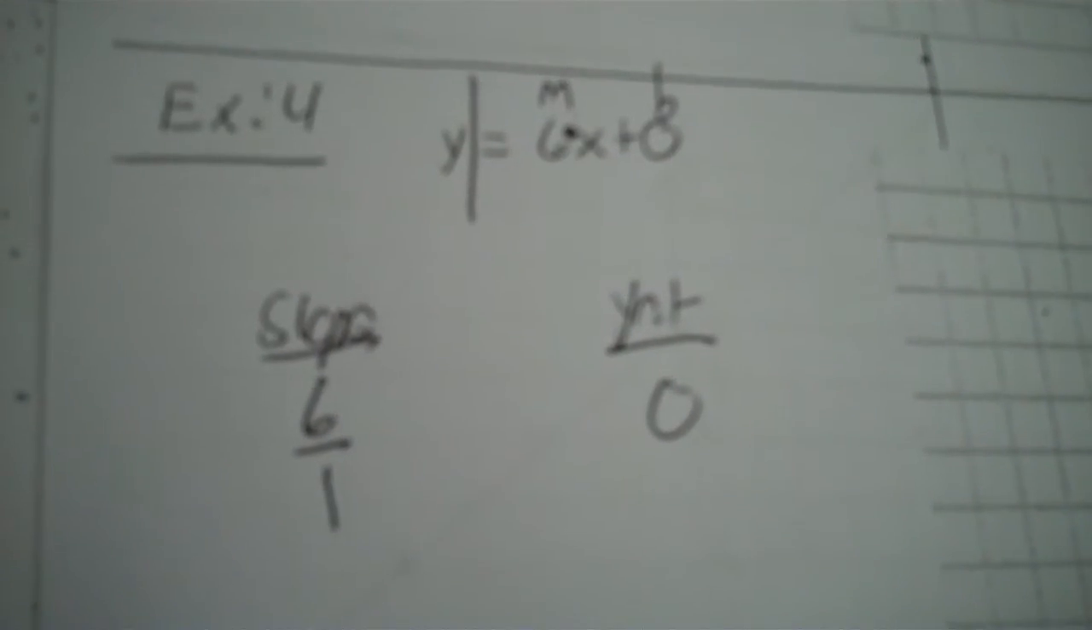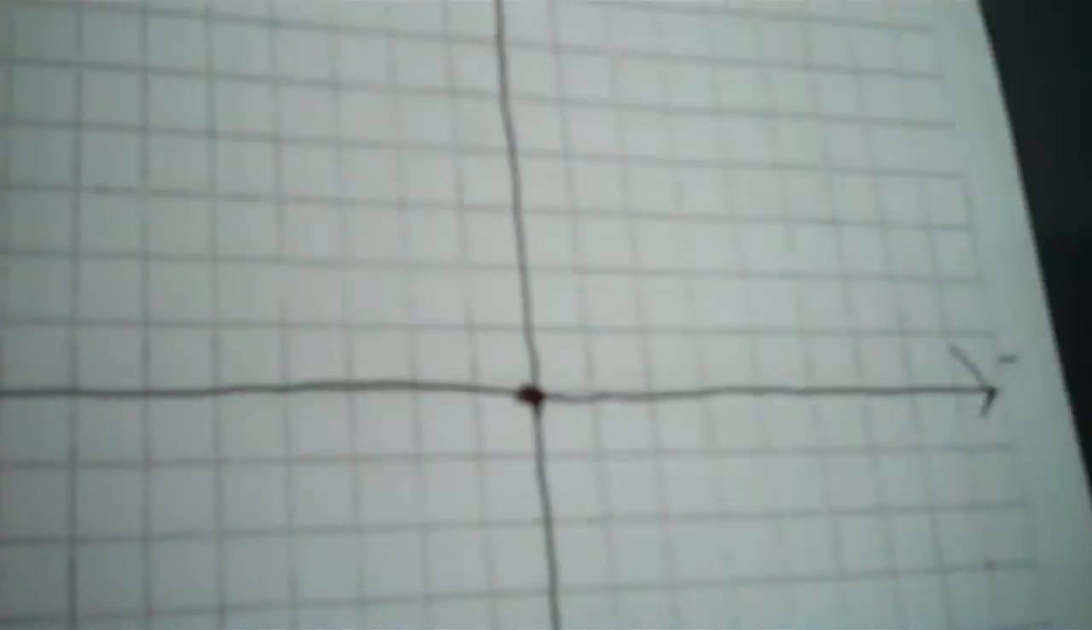Okay, so the y-intercept is right there in the middle, because it's 0. Then from that point, I go up 6, forward 1. Means every time we increase the input by 1, we go up 6. The output increases by 6. 1, 2, 3, 4, 5, 6. And you really can't do it again, so we'll just go with those 2.